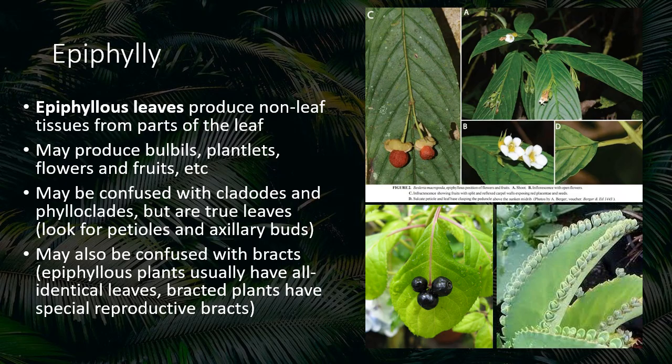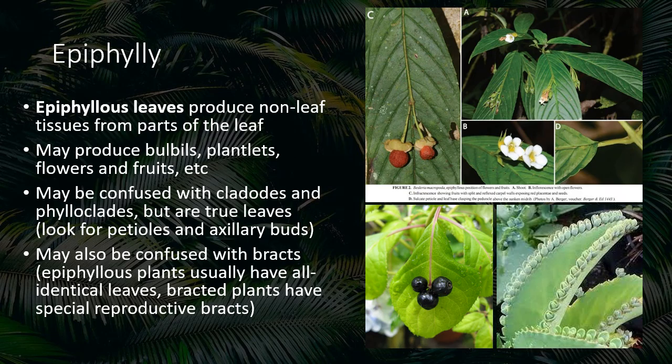Epiphylly is a trait that some plants have where they produce non-leaf tissues from parts of the leaf. Some plants like Besleria macropoda have the ability to produce flowers and fruits from the leaf itself. They don't have to produce them from buds emerging from the stem. They just sprout them right out of the middle of the leaf, which is pretty weird. Some other plants will produce flowers or fruits from the leaf. Some will produce little baby plantlets. That trait's called epiphylly.